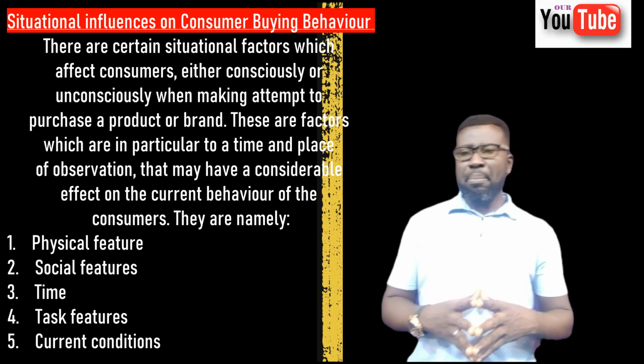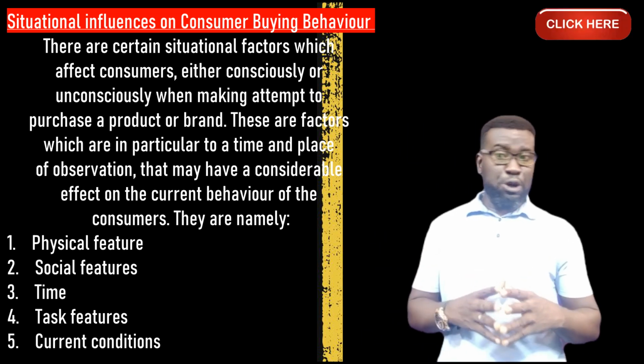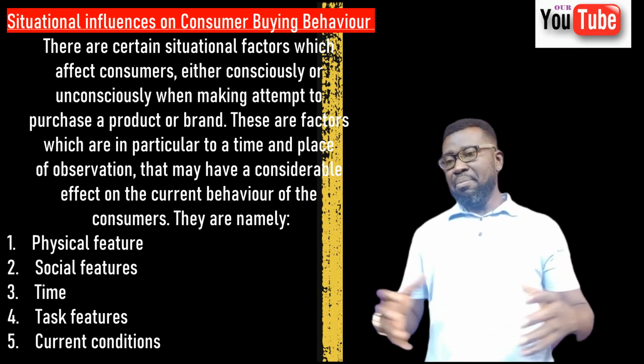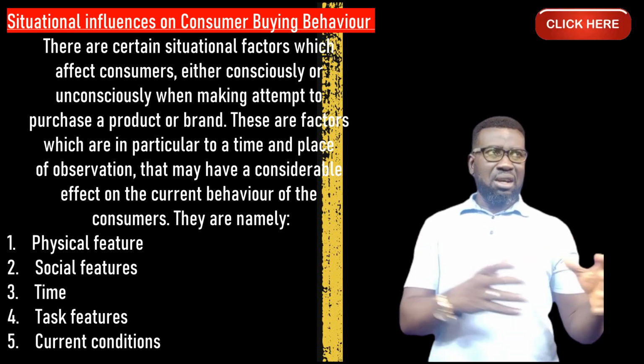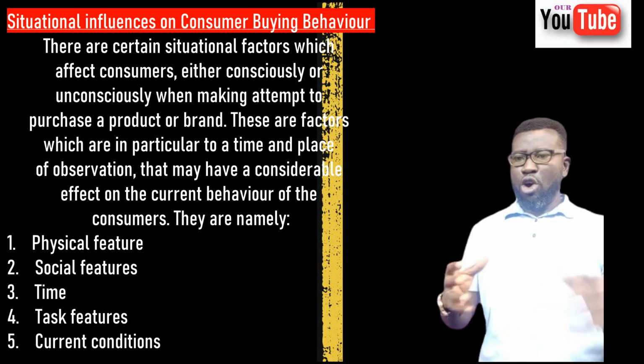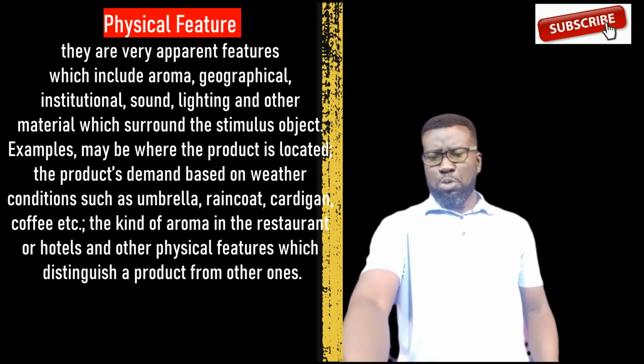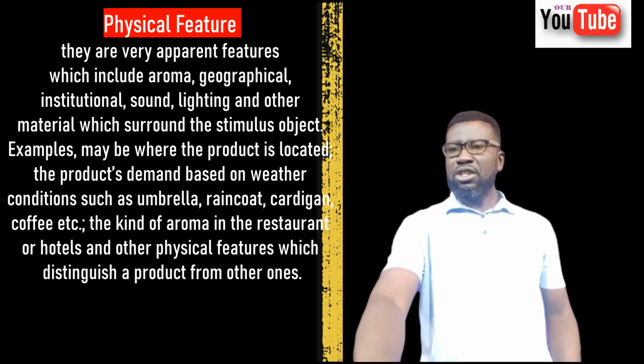Let's name some of them. Number one, physical features. Number two, social features. Number three, time. Number four, task features. Number five, current conditions. At this point, let's explain these factors.